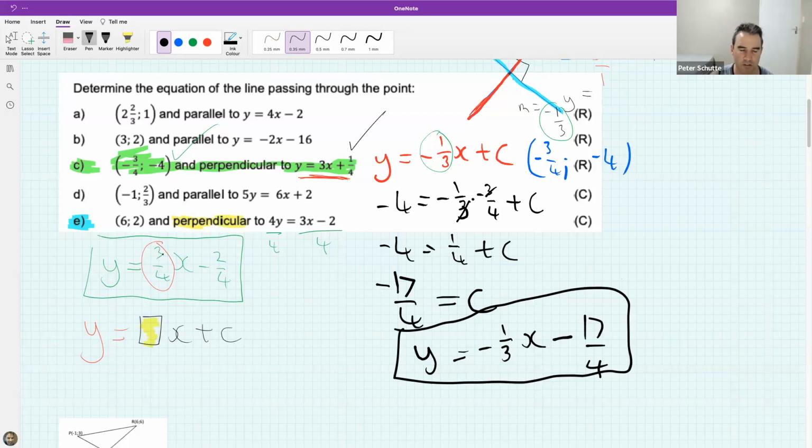So the mystery box, I must flip this up. So 3/4 must become 4/3, but it must have a minus sign. Yes. And now I need to plug in the point that I'm given, which is 6, 2. So I do that.